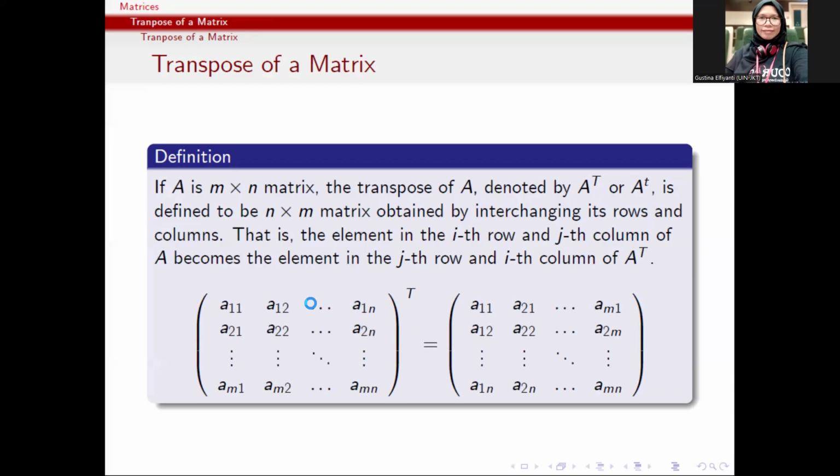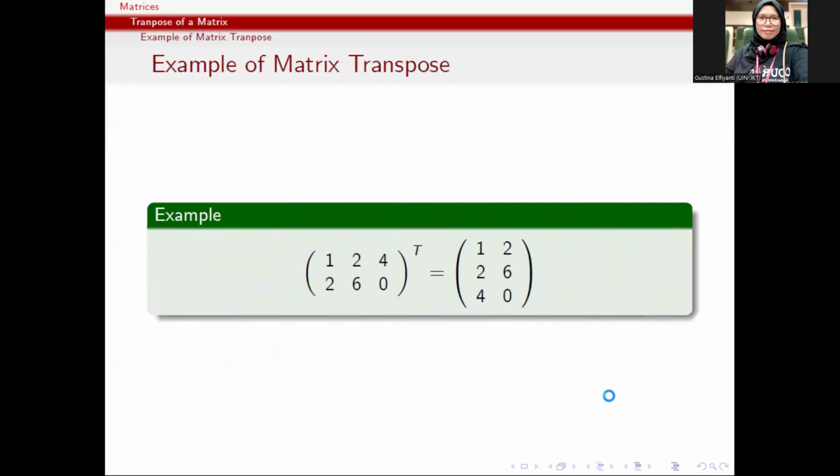So if we have this one A and if we transpose it, we will get this result. The first row becomes the first column, and also the second row becomes the second column, and the M-th row becomes the M-th column. Here is an example, let's say we have this matrix. So its transpose is this: the first row becomes the first column, the second row becomes the second column.